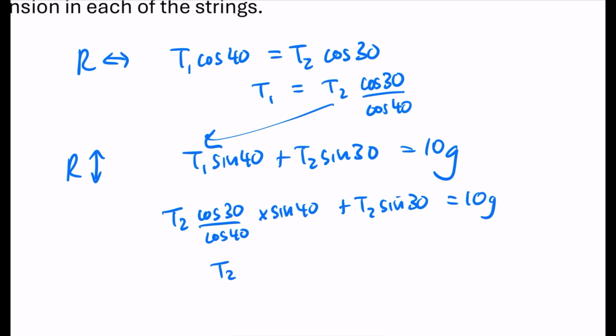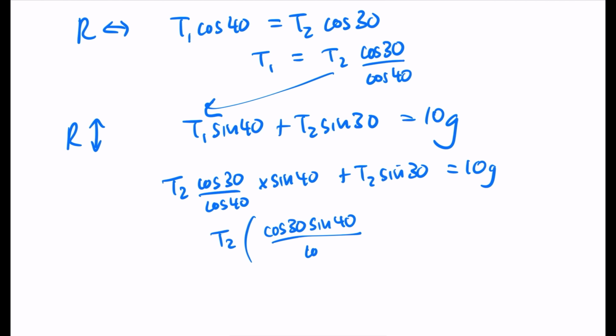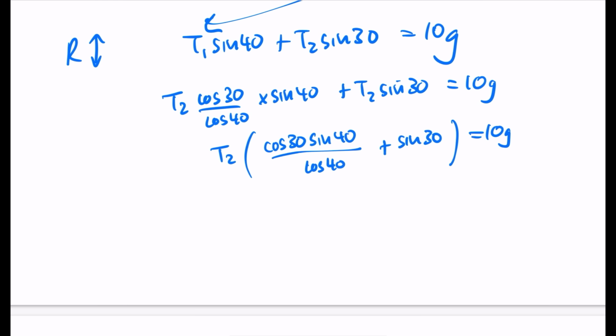So what I'm going to type on my calculator is this. It's cos 30 sine 40. Have I got that right? Yes. Over cos 40. Too many things that look similar here. Plus sine 30 is 10g. So I just need to type that in and then do 10g divided by that. So it's very, very carefully: cos 30 times sine 40 divided by cos 40 plus sine 30. And then I'll do 10 times g divided by that answer. And I get that T2 is 79.89. What's that going to be? Just 79.9.